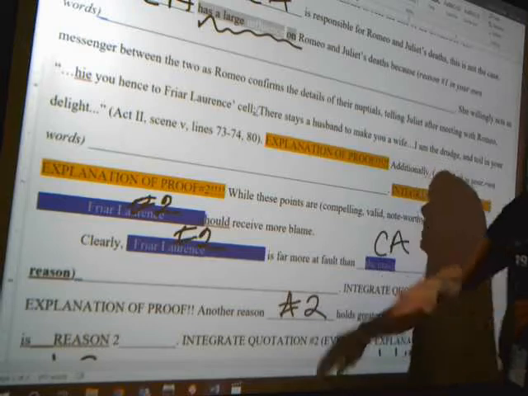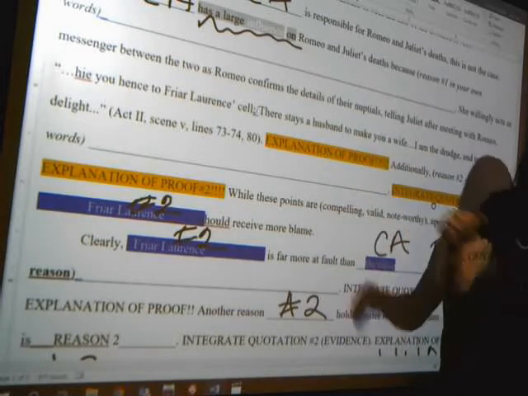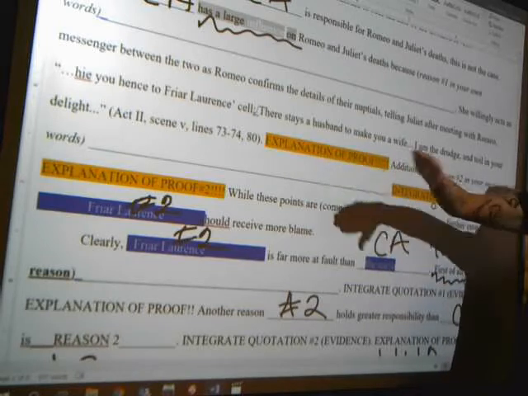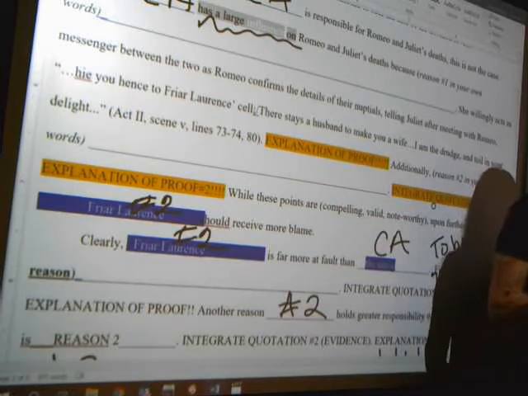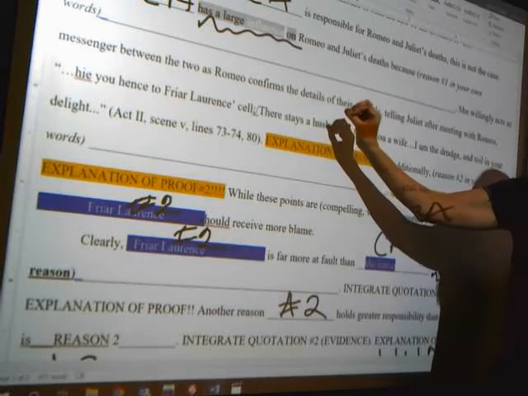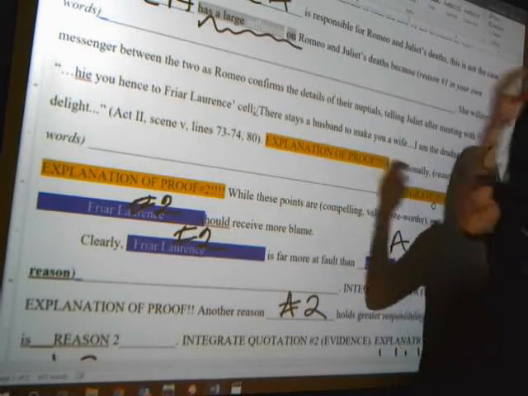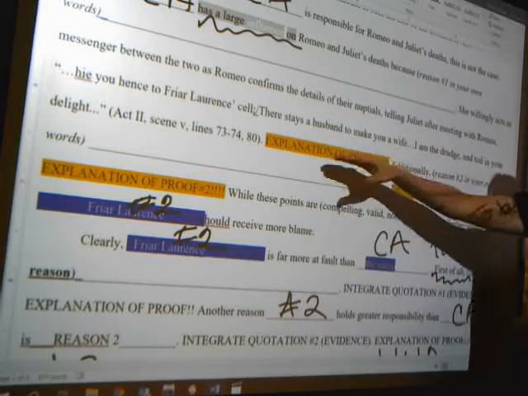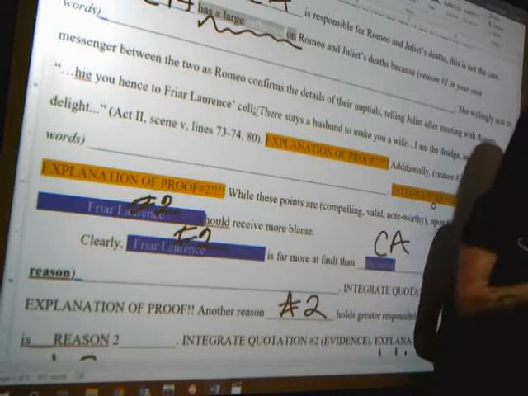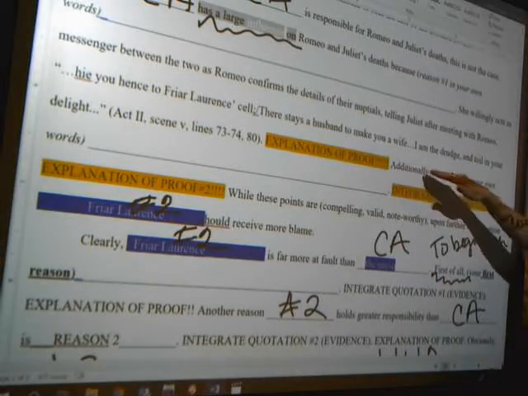Time. Okay, so then look at your 2B2, where I said explain. Look at that! Lo and behold, this is where you explain. So if you took some of that explanation and used it to integrate your quotation, that's fine. But take the rest of it, or if you use some other way of integrating, take this information and show it here in your explanation of proof. Time.